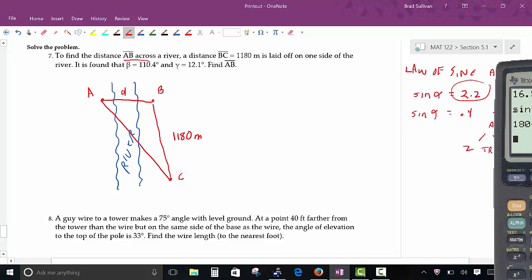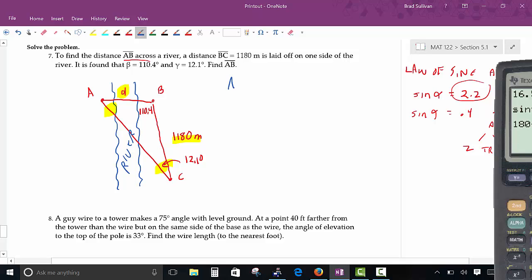And then the other piece of information that it gave was that angle beta was 110.4 degrees, and it also gave angle gamma, which is the same as C. That's given as 12.1 degrees. Okay, so if you want to use alpha, beta, and gamma or ABC, it doesn't make any difference. Okay, so let's see what we got on this now. So for law of sines, we would have to match this side over the angle, and then we'd have to match the other side we know over this angle. So you have to start by finding angle A, which is very easy to do.